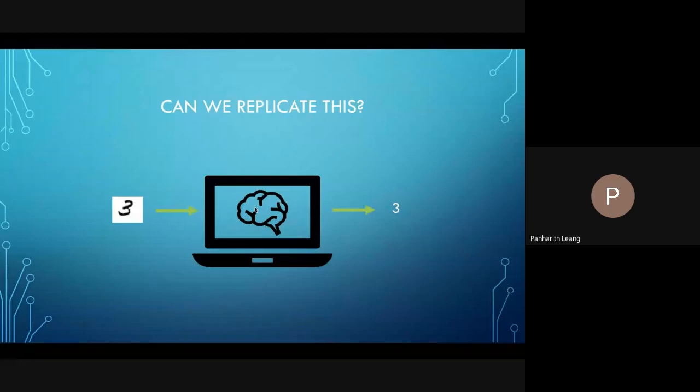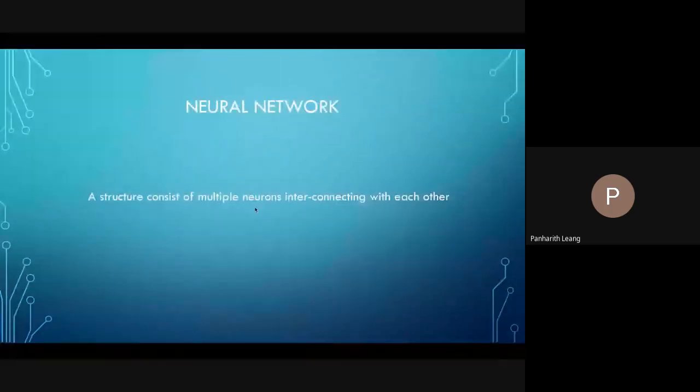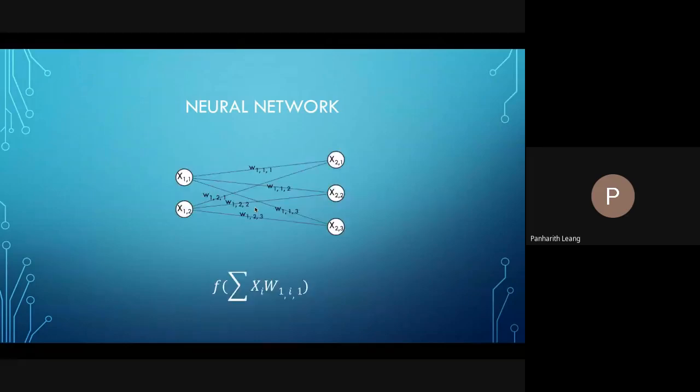So let me introduce you to a concept called a neural network. A neural network is a structure consisting of multiple neurons interconnected with each other. As the name itself suggests, this concept is inspired by the brain, the human brain or animal brain. The neuron itself is not intelligent, but if we have a lot of them and we make them work together, they can accomplish tasks that seem so intelligent to us. So let's start simple. Let's start with a neuron with two layers.